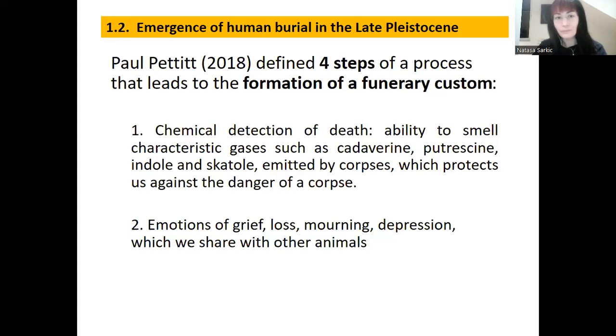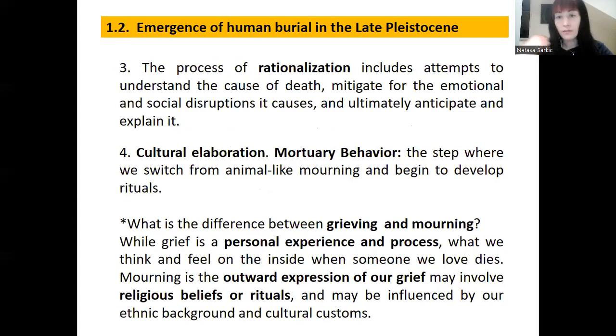And the third step is the process of rationalization. That includes attempts to understand the cause of death, like why this individual died, and also trying to connect it with this emotional social disruption, and ultimately anticipate and explain it, like why people or other animals are dying. And of course, this is a very philosophical question that all religions and cults and belief systems are built around: death, trying to explain why we are dying and what is happening after we die.